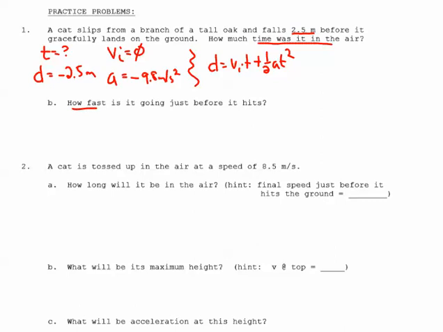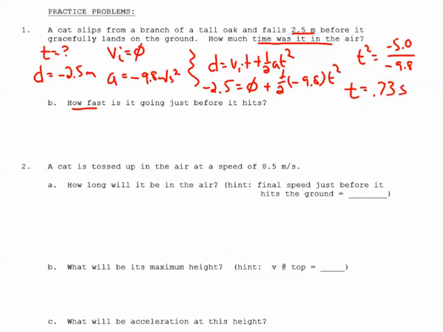All right, let's plug in the numbers. So we can say -2.5 equals 0 plus 1/2 times -9.8 times t squared. Okay, so we're solving for t. And do the math. I'll trust you can do that. We find that t squared is going to be equal to -5.0 divided by -9.8. That's good because we need to get a positive number. And if we take the square root of both sides, we'll see it's about 0.73 seconds.